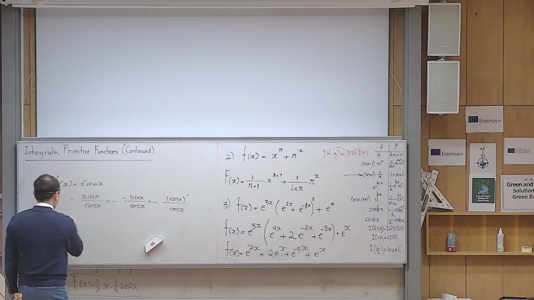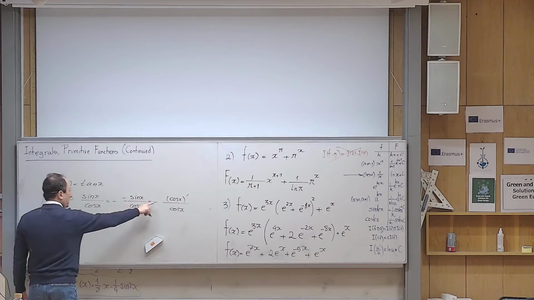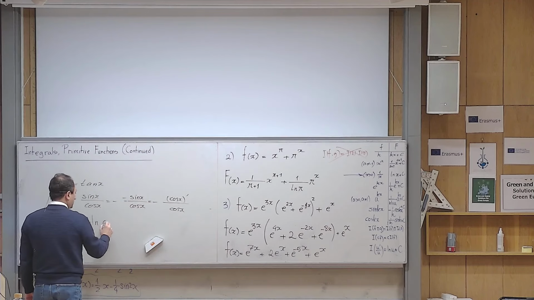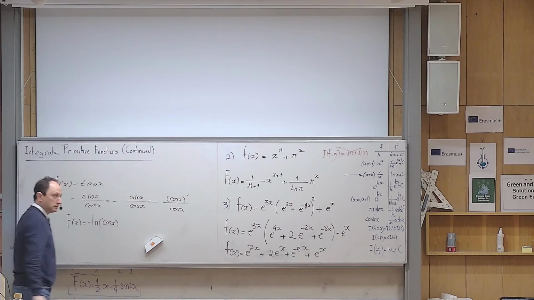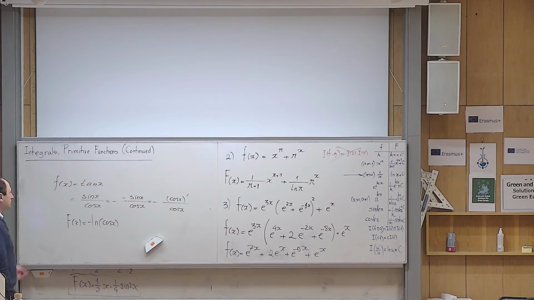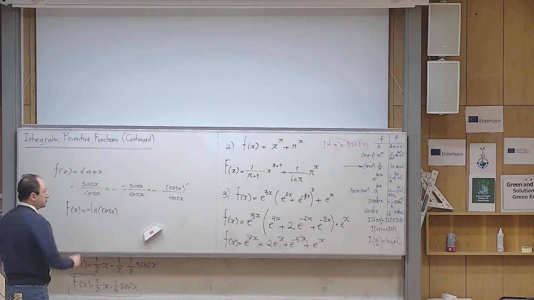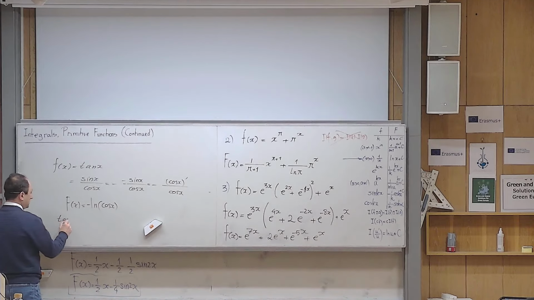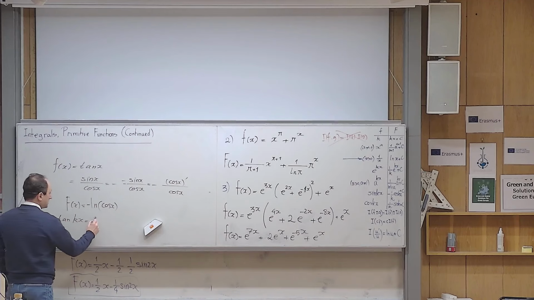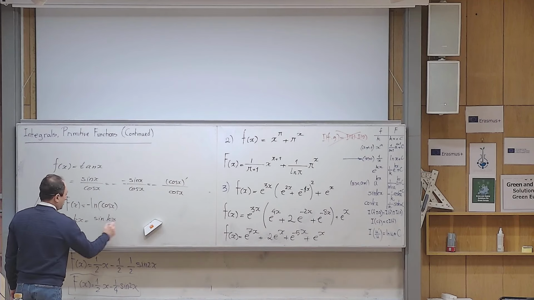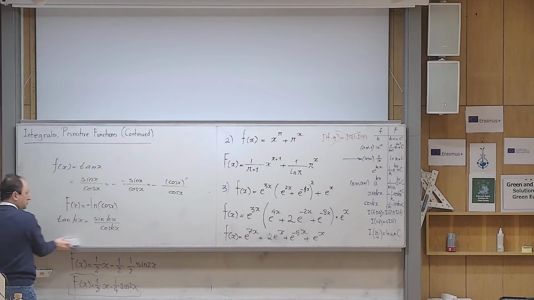So the primitive function becomes what? Minus ln of cosine of x. Yes? You can have the same story for tangent kx. So what is tangent kx? Tangent kx is sine kx over cosine kx. What adjustments do I need to do now?